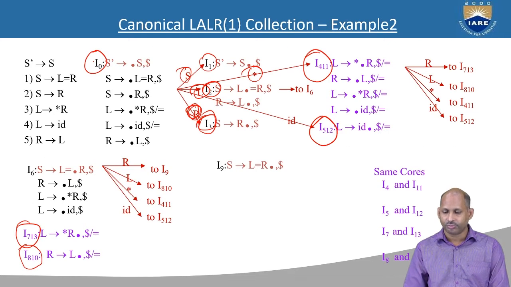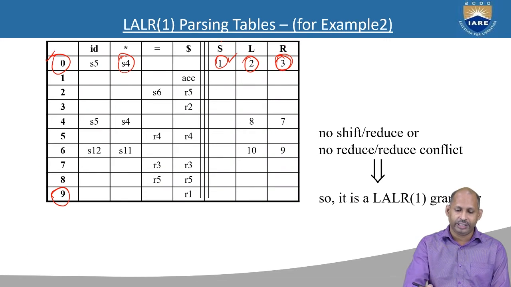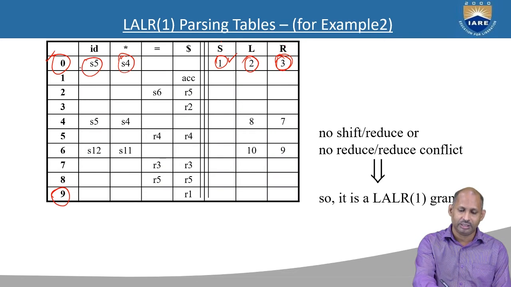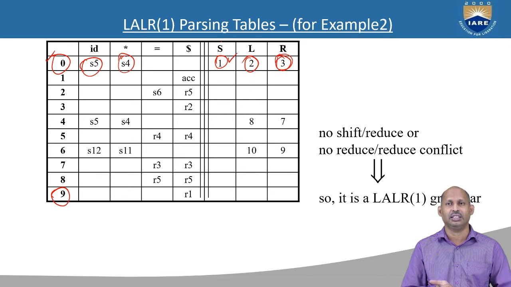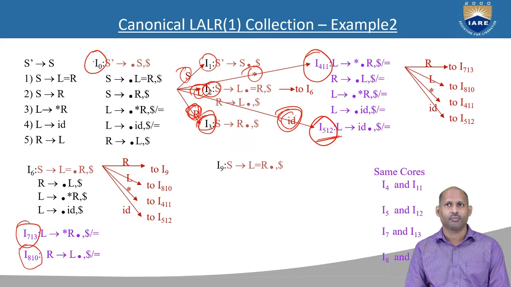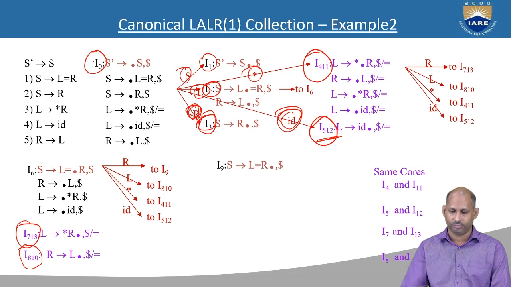Then on ID, going to I51, so simply we write S5. S4 and S5. 1, 2, 3, 4, 5.